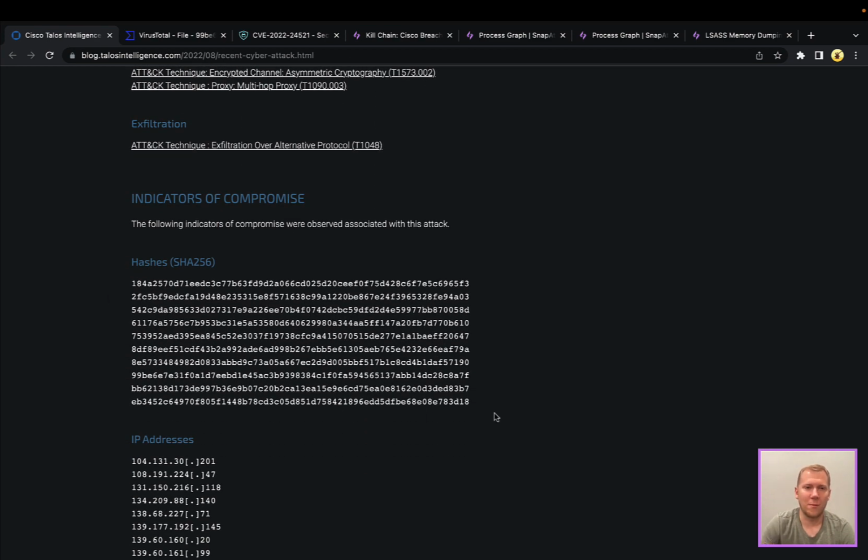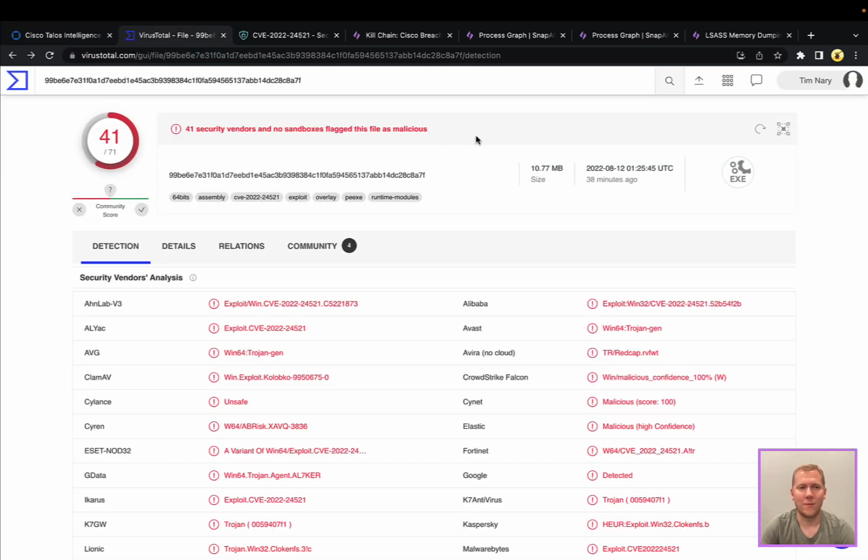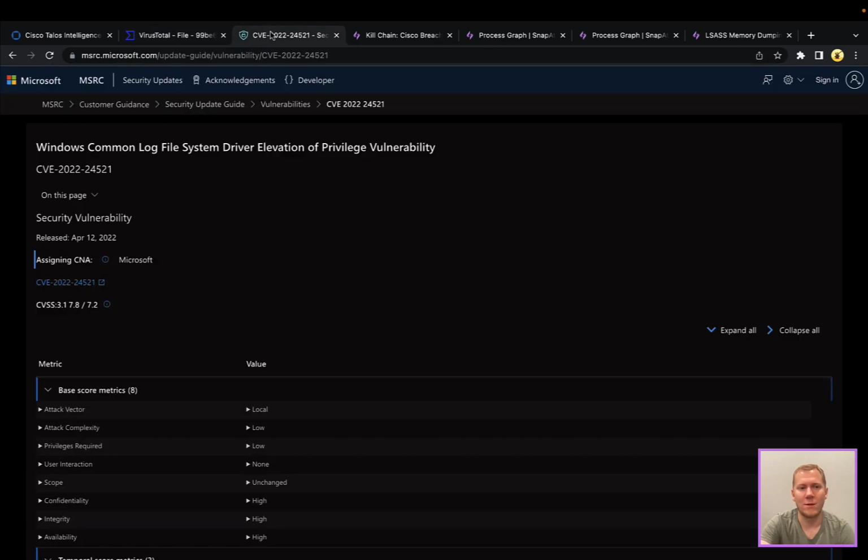One thing I do want to point out for those in the know, again, they did release some IOCs here. One in particular here, this 99 hash. If you're on VirusTotal, Hybrid Analysis, or one of your other sandboxes, you could download a sample and take a look at this. But this one is CVE-2022-24521, which, again, I could probably do its own threat snapshot on.